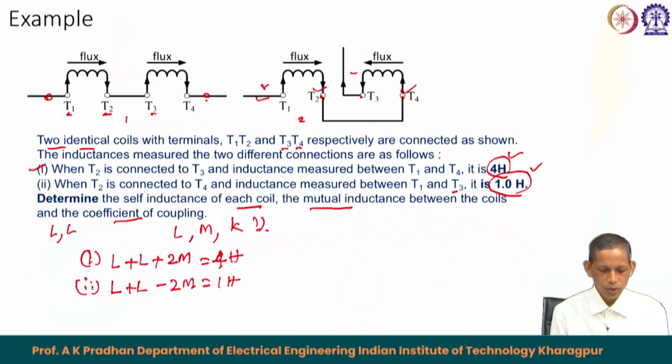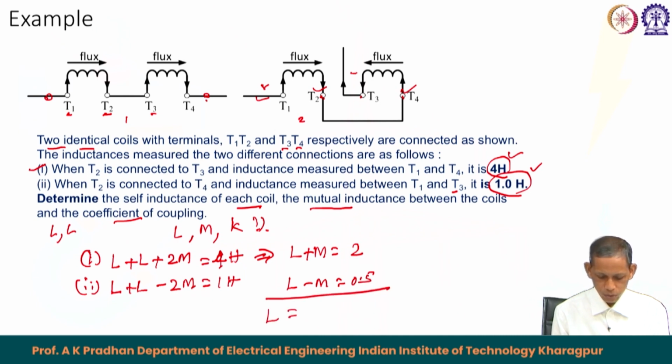So, these are the 2 equations we got. If we go by this, 2L plus 2M equals 4 H. So, this implies L plus M equals 2, and in this case L minus M equals 0.5. So, this leads to L equals 1.25 Henry and then M equals 0.75 Henry, simple and straightforward from this.